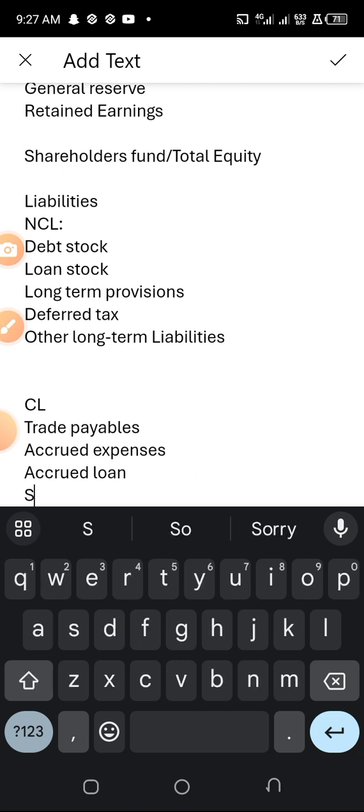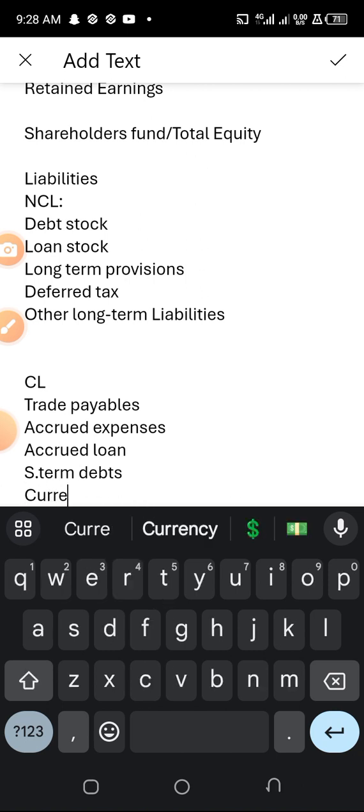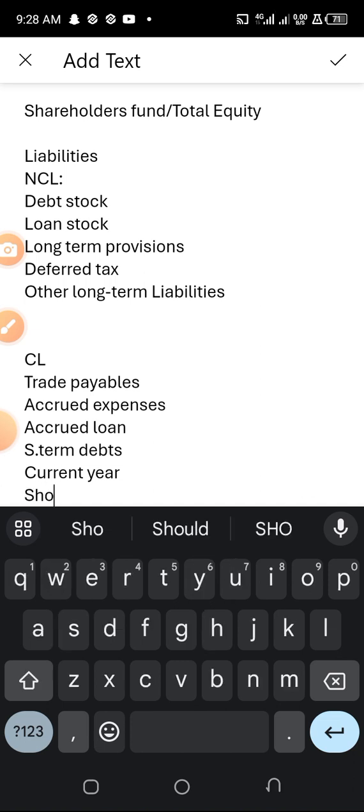Then you have short-term debts. An example is overdraft. That is debt where the repayment, both principal and interest, is within a year. Then you have what we call the current year tax. That is the current tax for this period. You put it as your current liability because you must pay it in the next financial year.